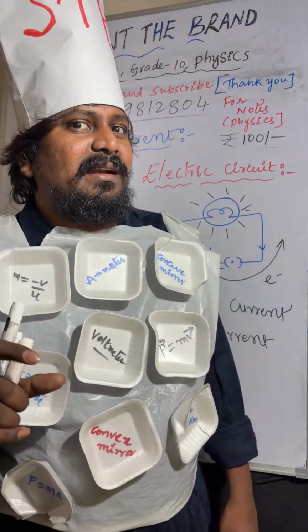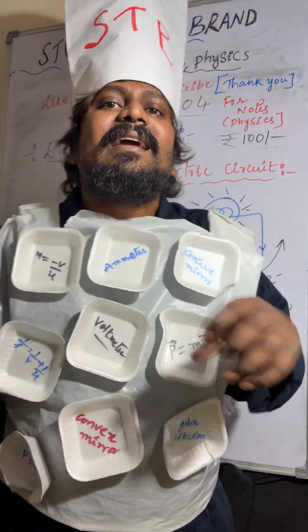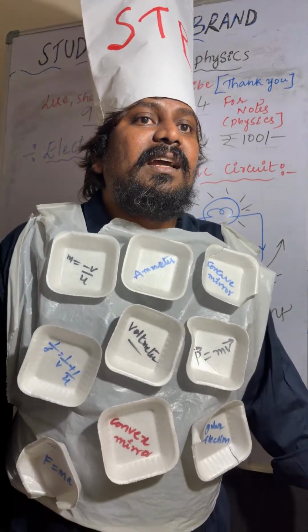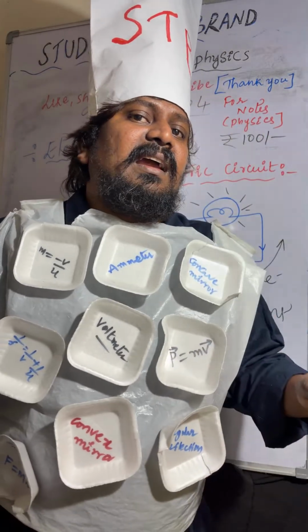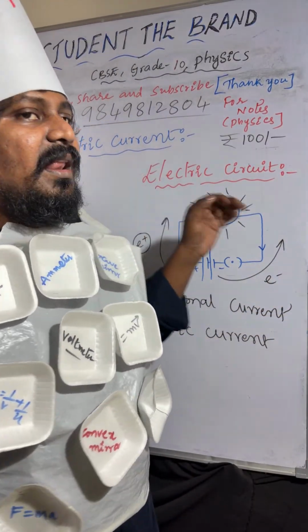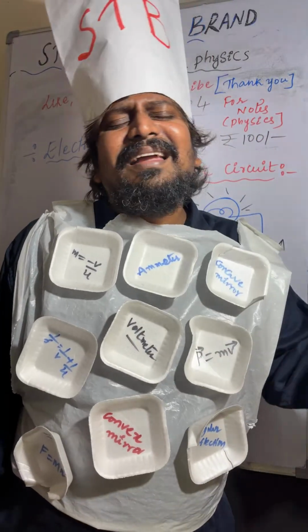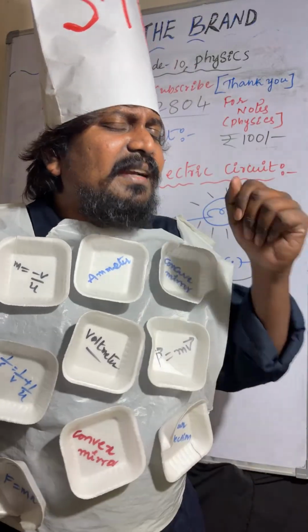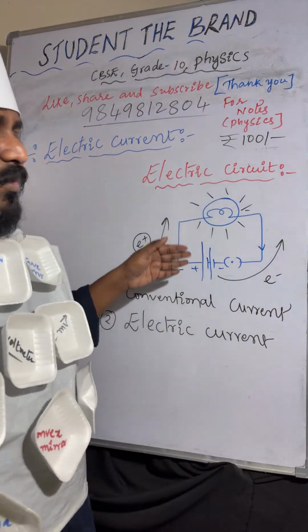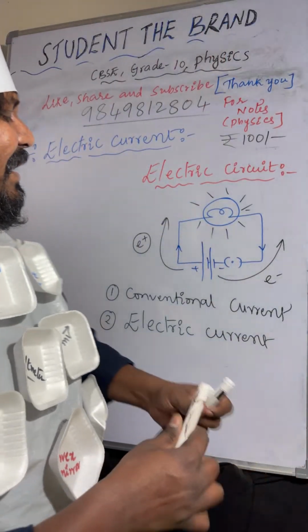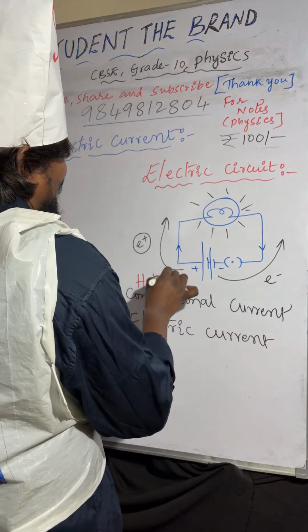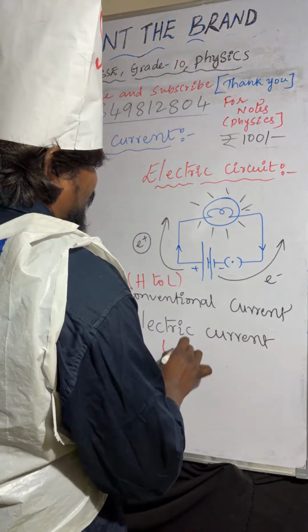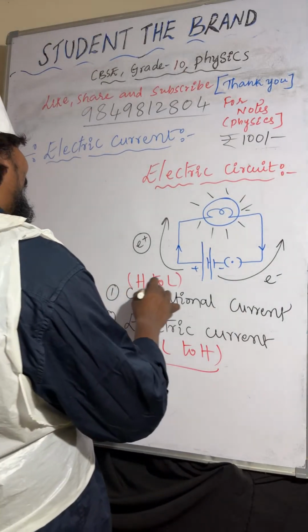Normally electric current is the rate of flow of charge, but particularly here we are saying conventional current and electric current. Conventional current is the flow, the movement of positive charges, so it moves from the positive terminal to the negative terminal. Electric current is the flow of electrons. Positive charges move from high potential to low potential, whereas electric current moves from low potential to high potential.